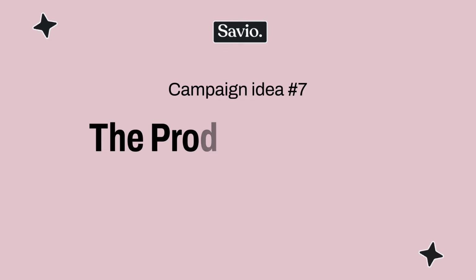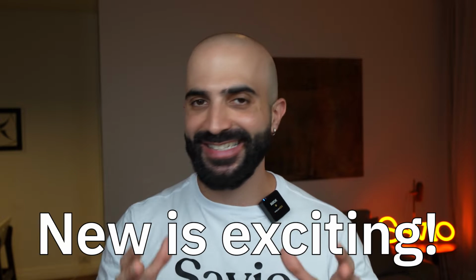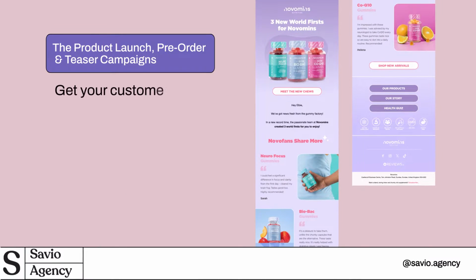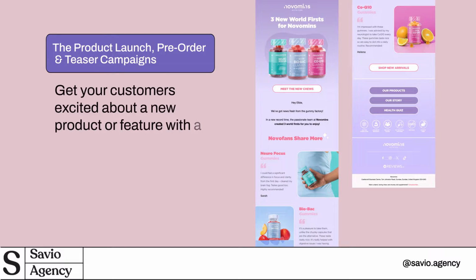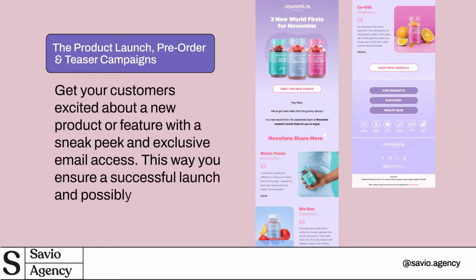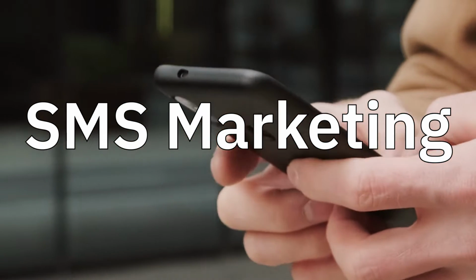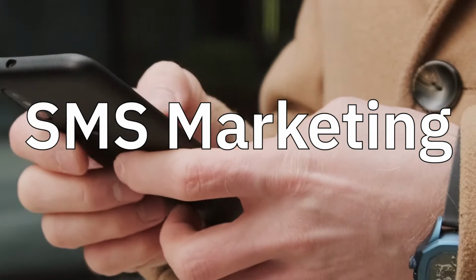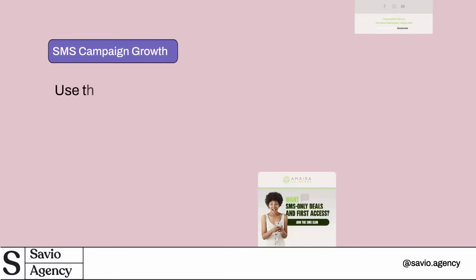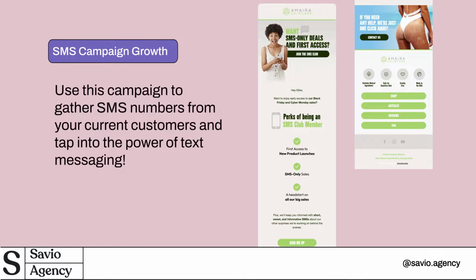Campaign idea number 7, the product launch, pre-order, and teaser campaigns. New is exciting. Get your customers excited about a new product or feature with a sneak peek and exclusive early access. This way you ensure a successful launch and possibly even sell a product or 2. Campaign idea number 8, SMS campaign growth. SMS marketing is all the rage right now, and for a good reason. If your store is not on board yet, here's your chance to start. Use this campaign to gather SMS numbers from your current customers and tap into the power of text messaging.